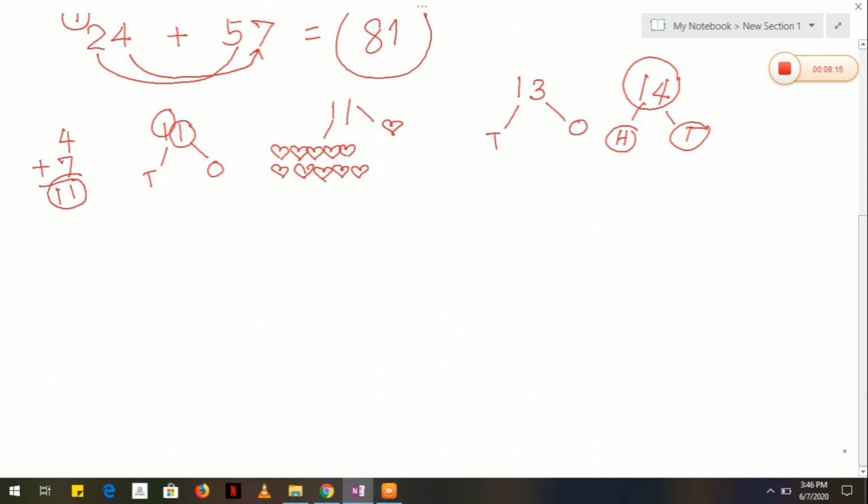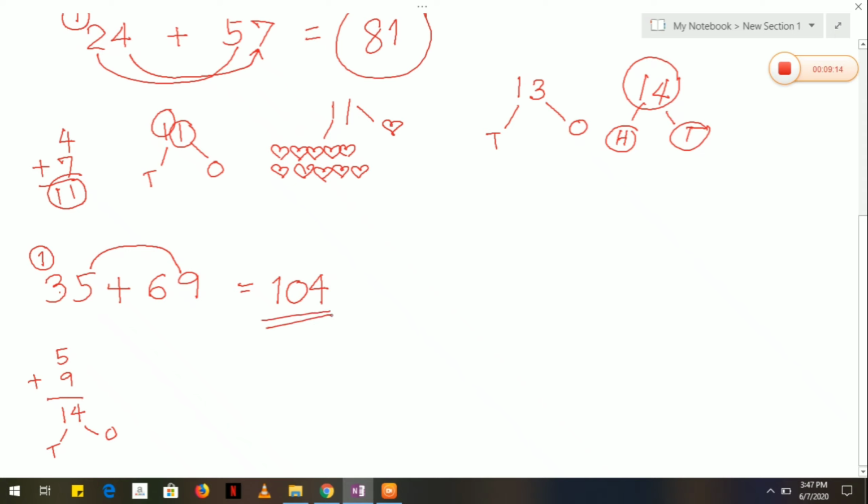Another example. Okay, like 35 plus 69. Okay. So add again, add the ones place to the ones place. 5 plus 9 is equal to what? So it means 5 plus 9 is equal to 14. 4 in ones, 1 in tens. So we have here 4, carry over 1. 1 plus 3 plus 6 is equal to 10. I'm going to write 10 here in the final answer.